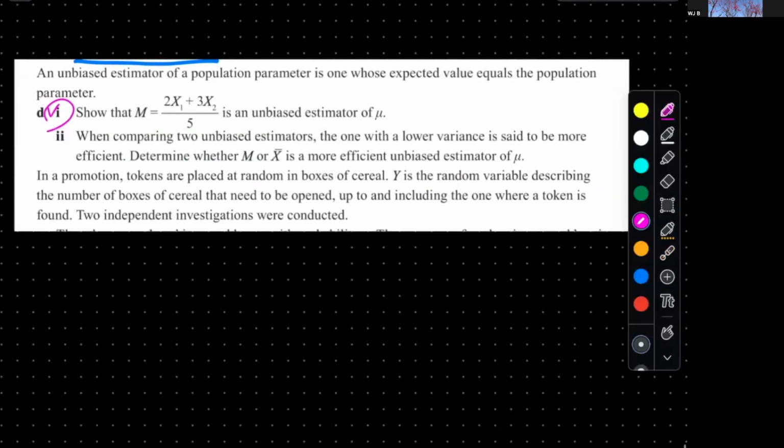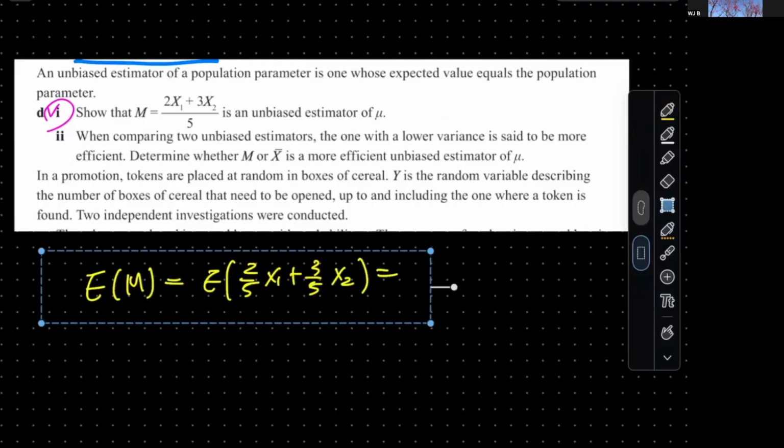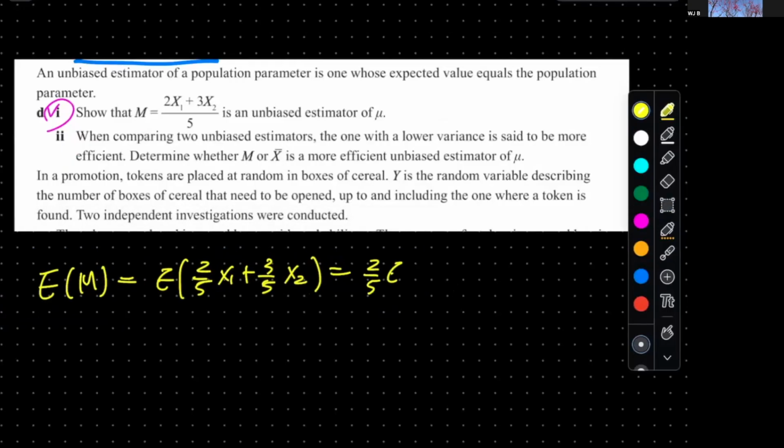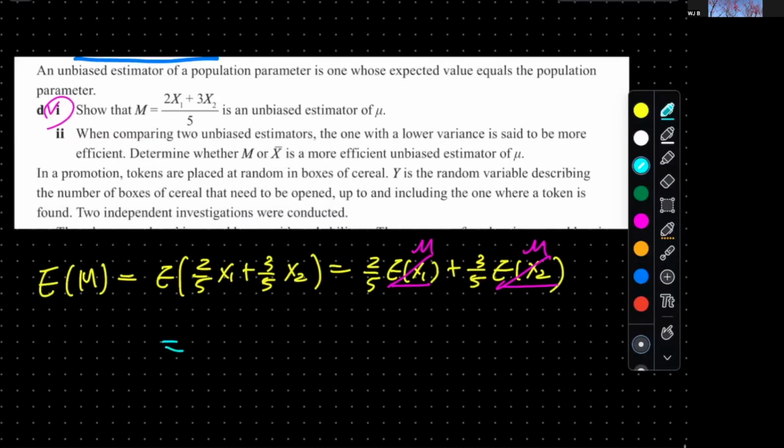Let me try. I'm going to take the expected value of m, which is the expected value of 2 over 5 x1 plus 3 over 5 x2, which I can expand by linearity: 2 over 5 expected value of x1 plus 3 over 5 expected value of x2. That is great. But again, x1 and x2 were identically distributed, so it's going to give you mu and mu respectively. So then it's going to be 2 over 5 plus 3 over 5, hence becoming 1 times mu. And as long as you show that taking the expected value of the variable gives us mu, that does prove the unbiased estimator.